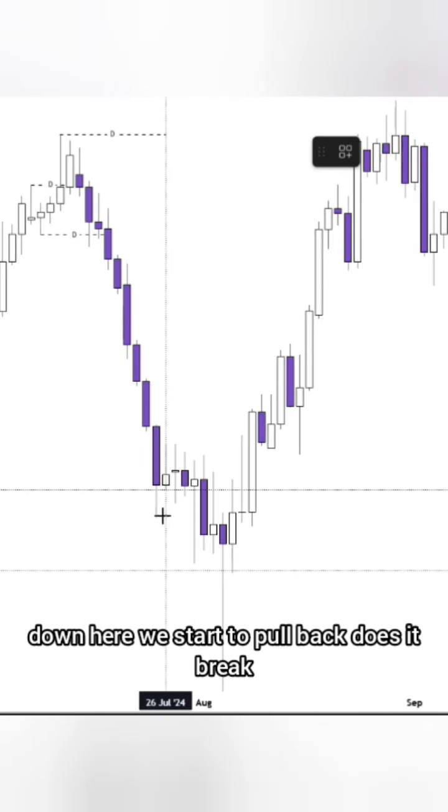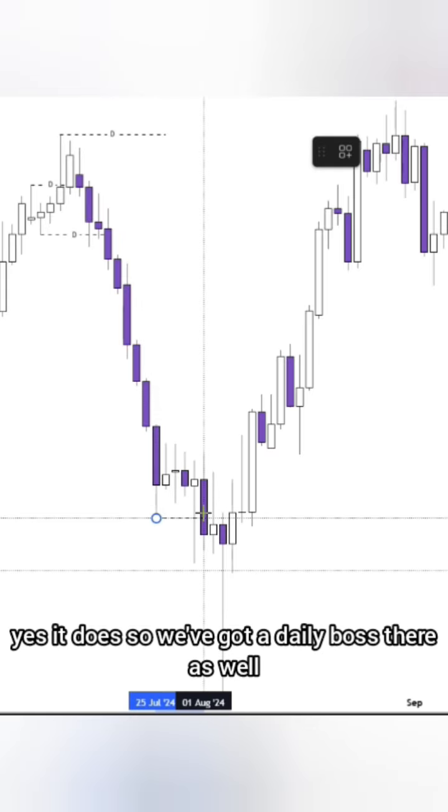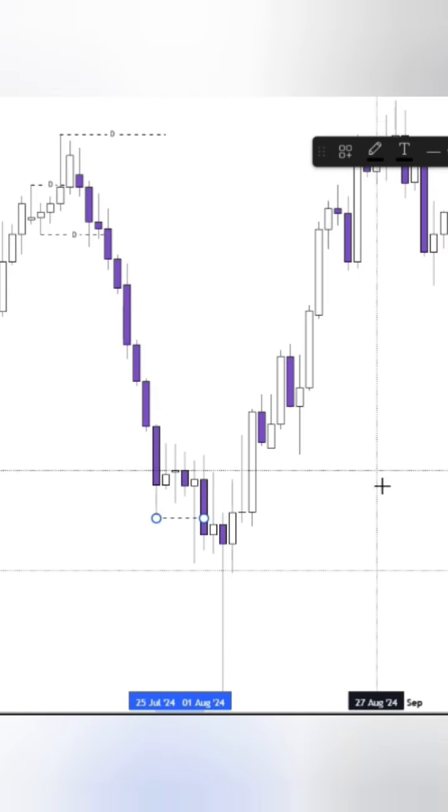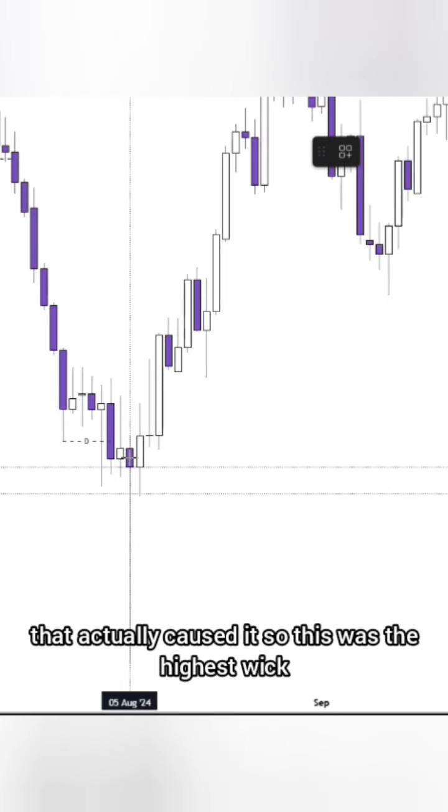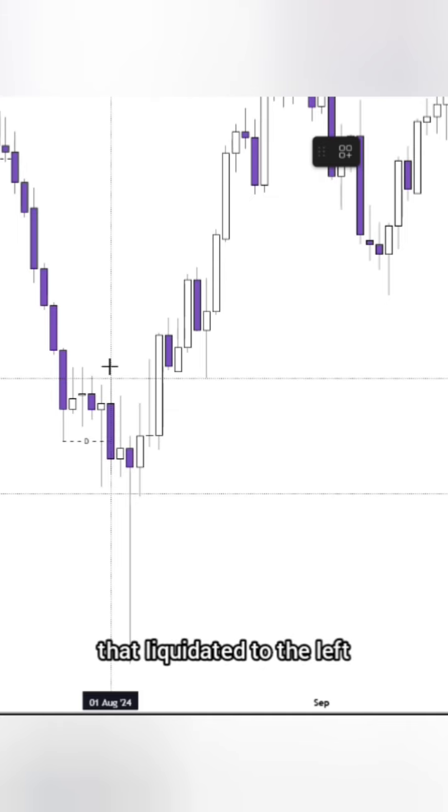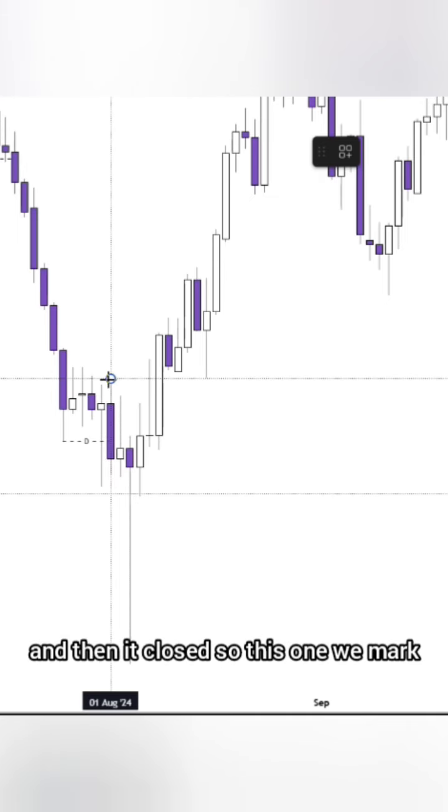So down here, we start to pull back. Does it break? Yes, it does. So we've got a daily boss there as well. And where was the money candle that actually caused it? So this was the highest wick that liquidated to the left and then it closed. So this one, we mark that across.